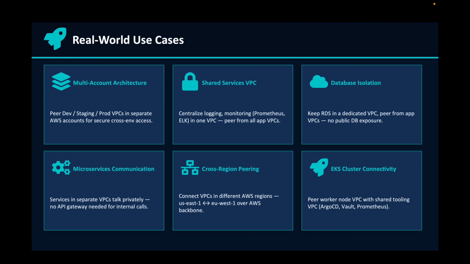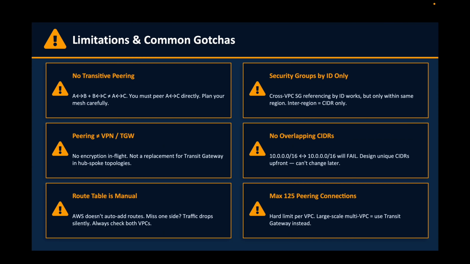Next we have cross region. You have multiple services or resources created in different regions, so you can connect them using VPC peering. Next we have EKS cluster connectivity. You can peer the worker node VPC and shared tooling, like we have ArgoCD, Vault, Prometheus, all the things using a peering connection. So these are the real world use cases. Let's go to the next topic.